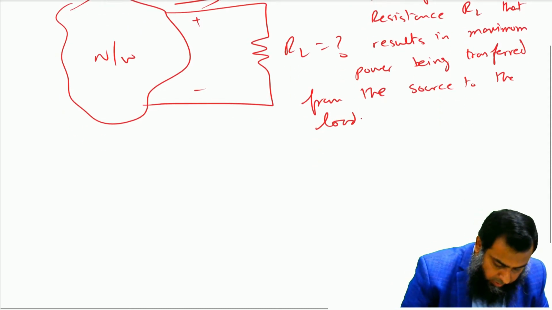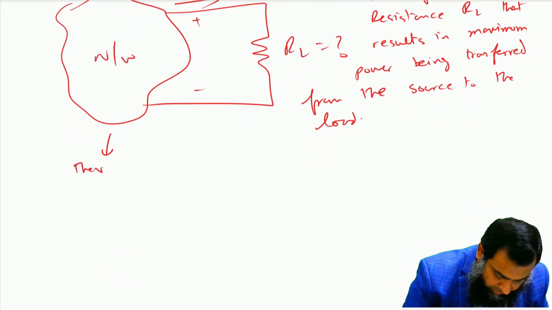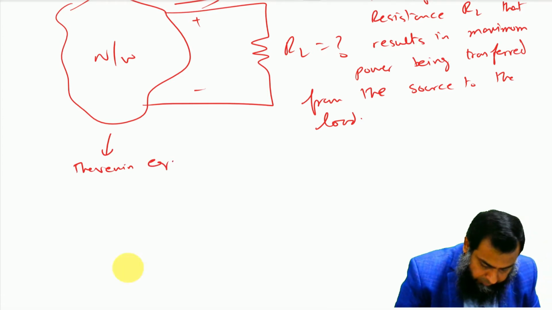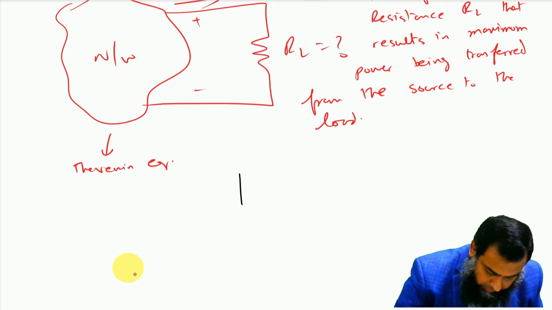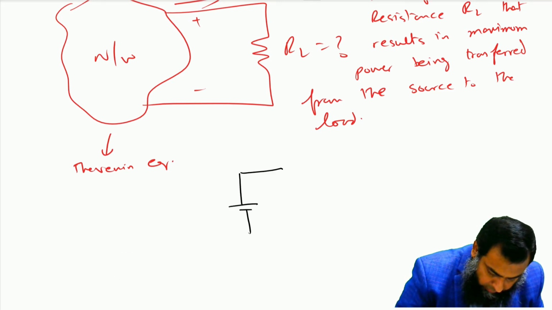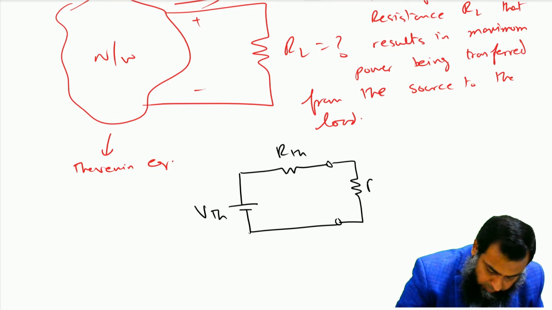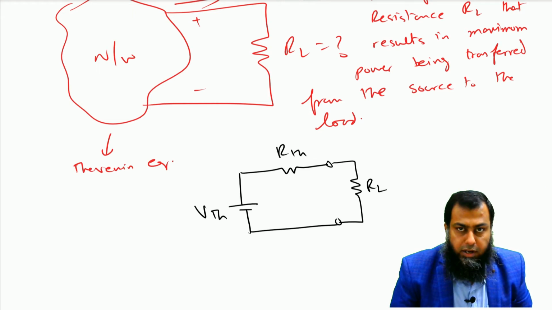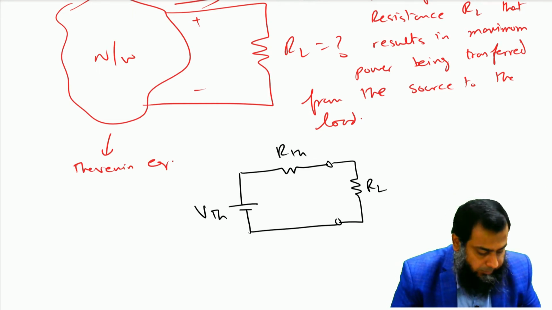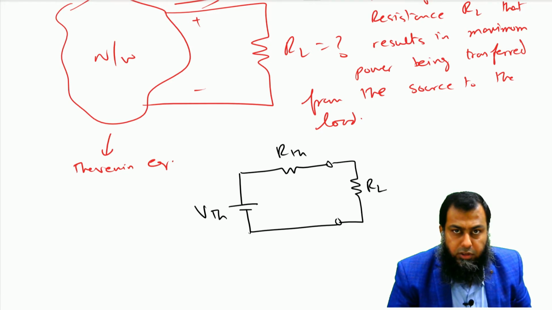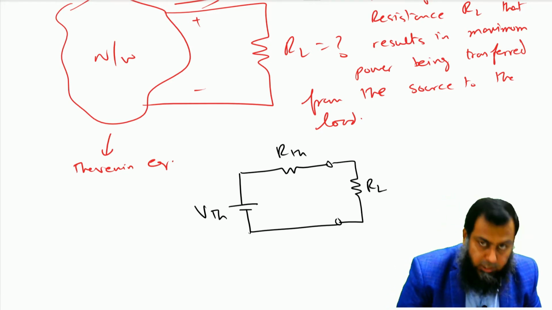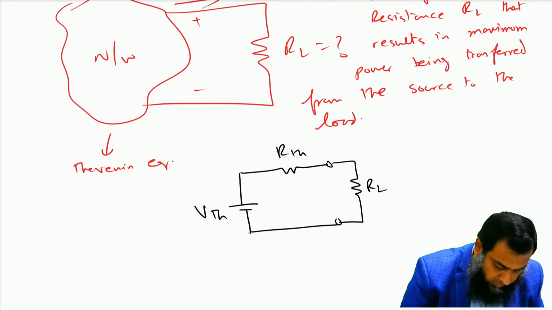So let us find out the Thevenin equivalent here. Finding out the Thevenin equivalent, we come up with this particular network here. So this is the R Thevenin and this is the V Thevenin, and here we have connected the load resistance RL, whose value we are interested in finding. So the first step in finding out the value of RL is to express this in terms of this Thevenin equivalent. This is the first step.